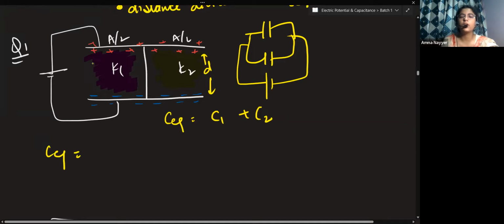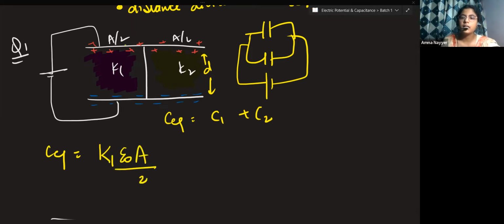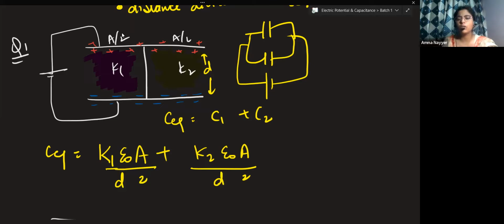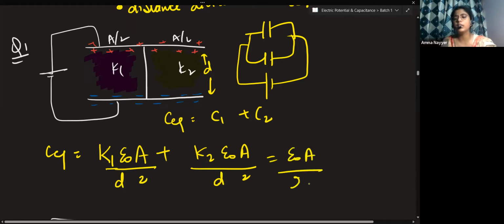So C equivalent will be what? For this, K becomes K1, epsilon naught, and A becomes A by 2 since area is divided. C naught is epsilon naught A by D. So K1 epsilon naught A by 2D plus K2 epsilon naught A by 2D, since area is getting divided. This is your equivalent capacitance. If you wish, you can solve it further. Take epsilon naught A by 2D common. It will be K1 plus K2.